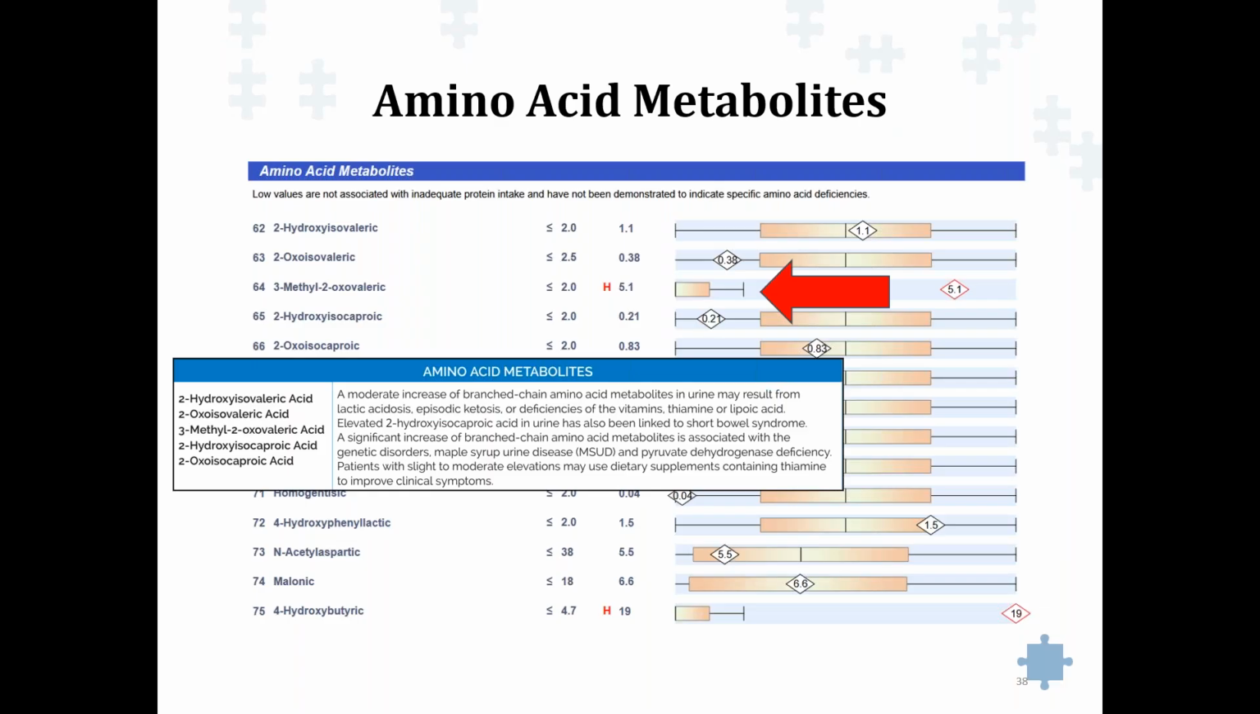Now, a lot of people get fooled in thinking that low values mean that there's an amino acid deficiency, and that's not the case at all. Low values are normal. These are markers that are linked to inborn errors of metabolism. They're truly significant from an inborn error standpoint when they're very, very high, and those are not common. Markers 62 through 66, when these are elevated, and you'll notice that the 3-methyl-2-oxovaleric is high, a very common scenario is a need for additional thiamine, vitamin B1.